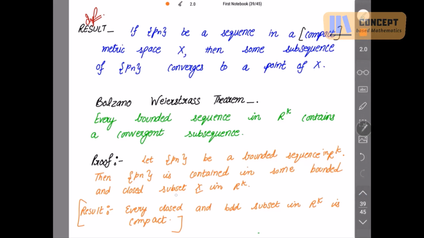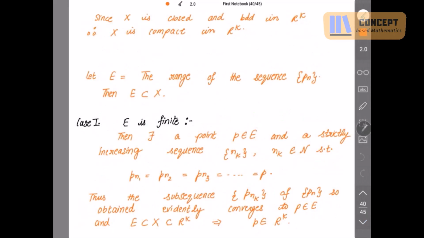So this closed subset which we have taken as X will be compact, because it is closed and bounded in the Rk space. In Rk, every closed and bounded subset is compact. So my X is compact now, right? Since X is closed and bounded in Rk, X is compact in Rk.